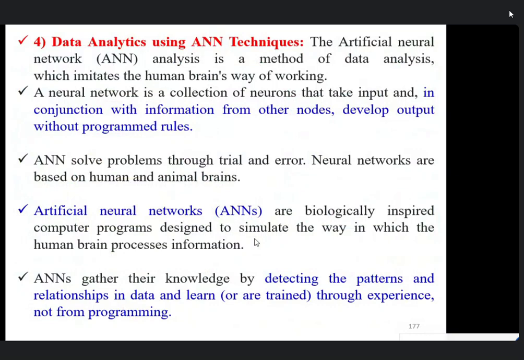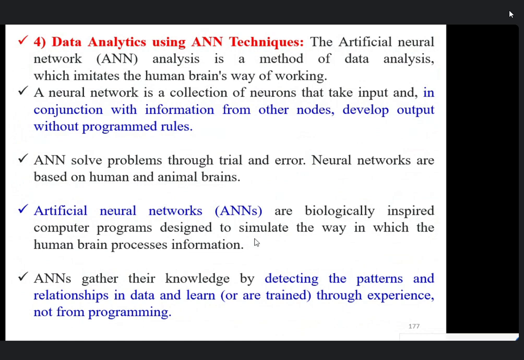Okay, next we are moving to data analytics using artificial neural networks. So a neuron is similar to how our nervous system in a brain occupies a combination of a number of neurons. Here we are creating an artificial neural network, and it is used for data analysis and imitates the human brain's way of working.